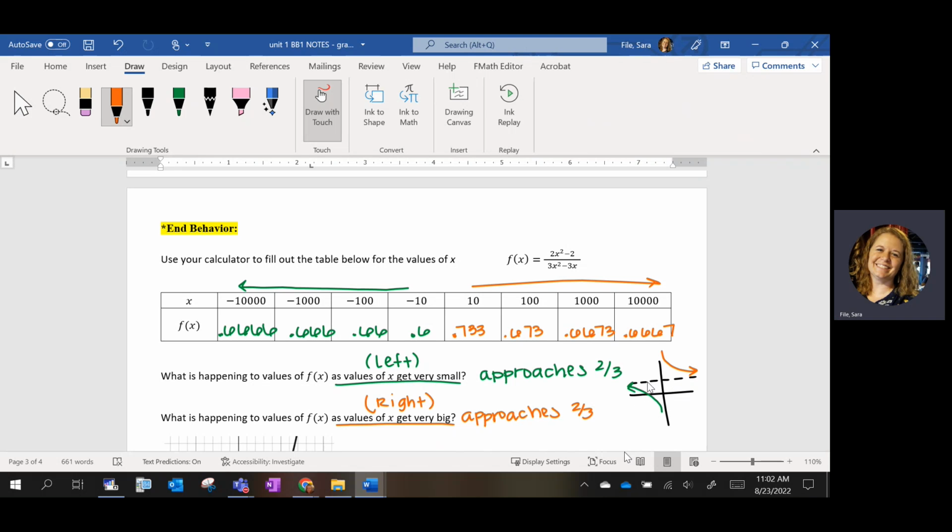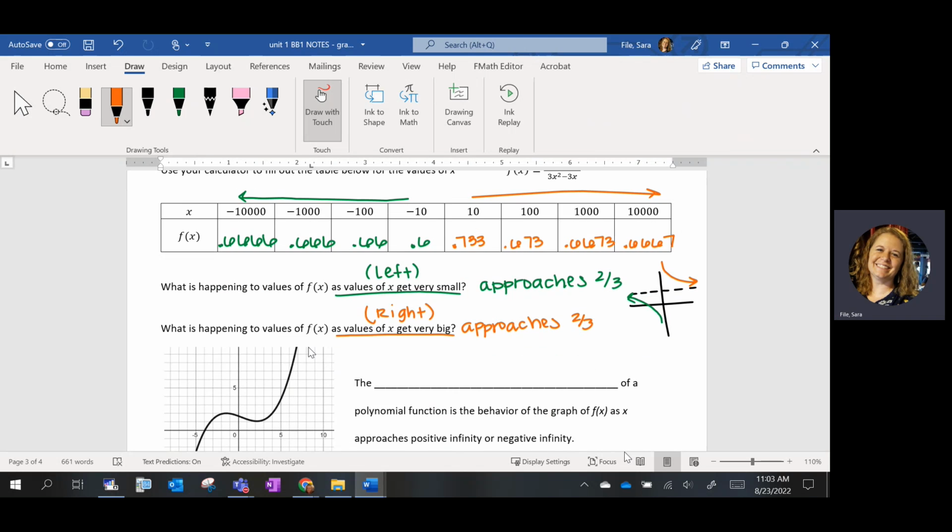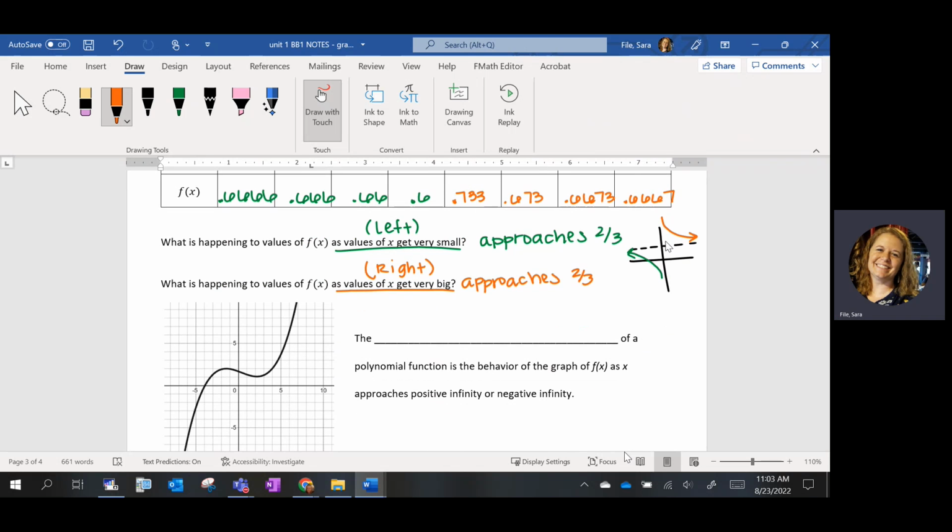Okay, so it's not always going to approach a specific number like this. Sometimes the numbers will just be going up forever or down forever, like to positive or negative infinity, right? Okay, what we're looking for is called the end behavior. What are the ends of the graph doing? The left and right hand ends. What are they going toward? What are they approaching? What is the y value approaching?